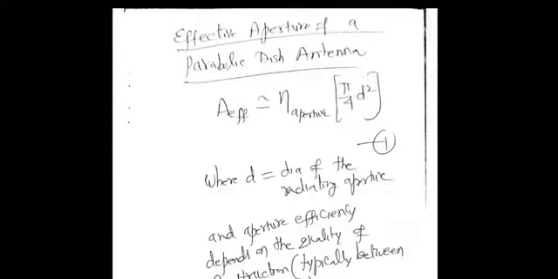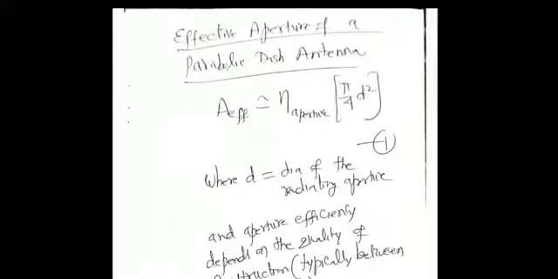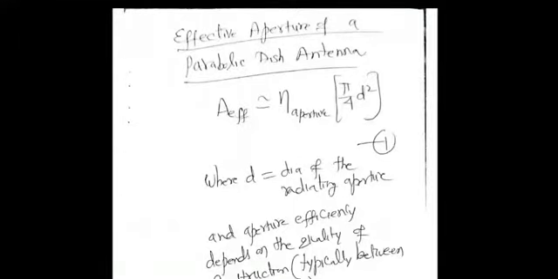Suppose the diameter of that circle is small d. Then the physical area of the radiating aperture will be pi by 4 into d square, the area of the circle. That multiplied by some correction factor called eta aperture, or aperture efficiency, is going to give you the effective aperture of the parabolic dish. The practical value of eta aperture, based on experiments, has been found to be between 0.5 and 0.7 for most practical cases.